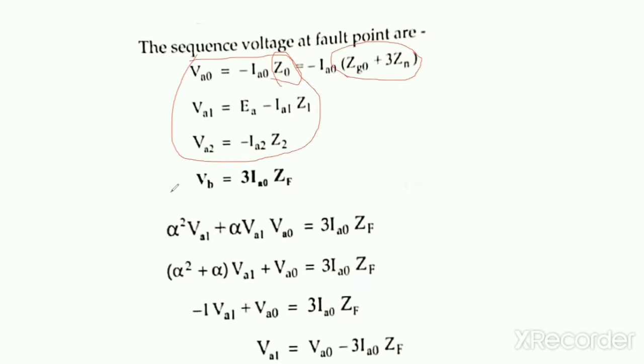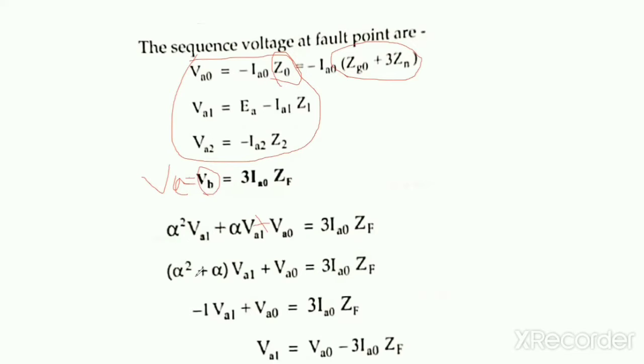Next, VB. We know that formula: VC is equal to 3IA0 into ZF. From this formula, we take VB is equal to 3IA0 into ZF. Therefore, we substitute the VB formula from the previous slide: alpha square into VA1 plus alpha into VA1 plus VA0 is equal to 3IA0 into ZF.